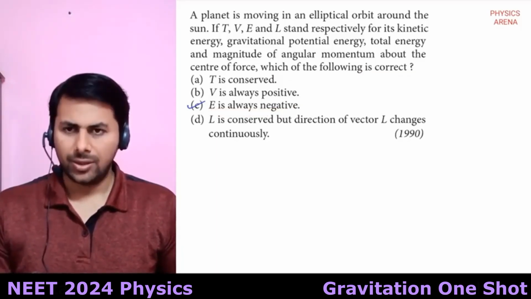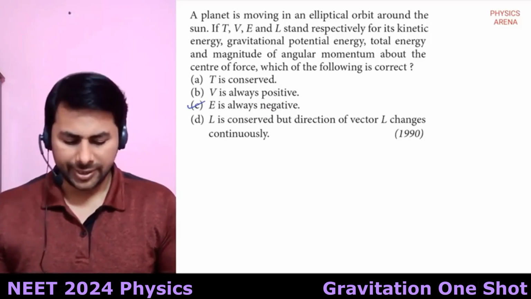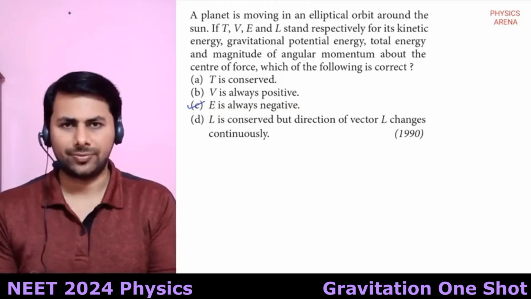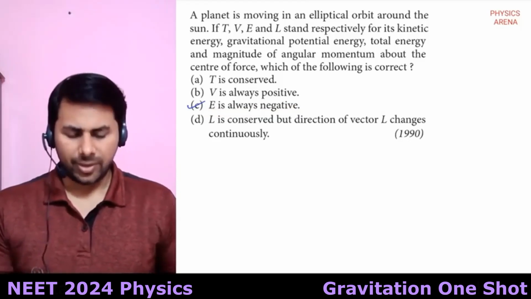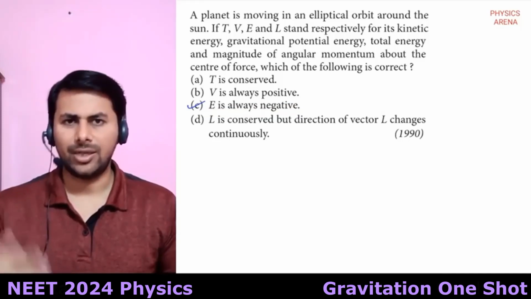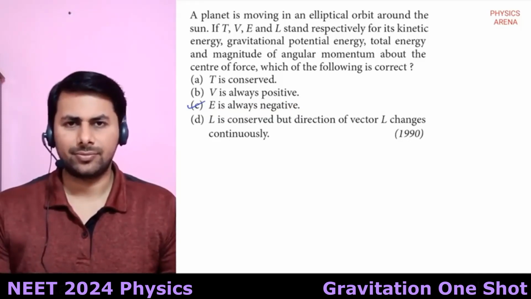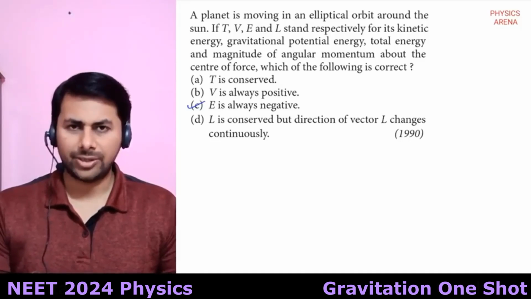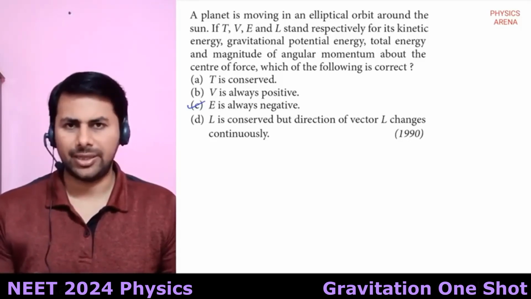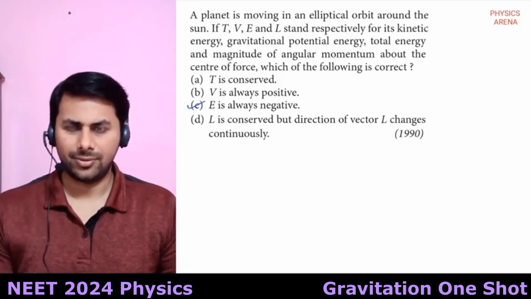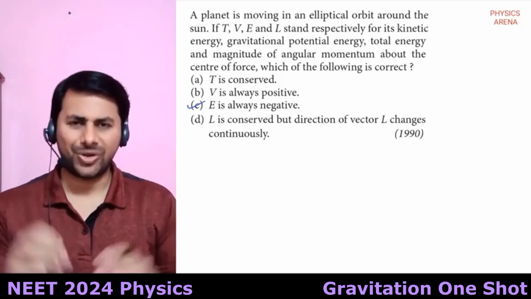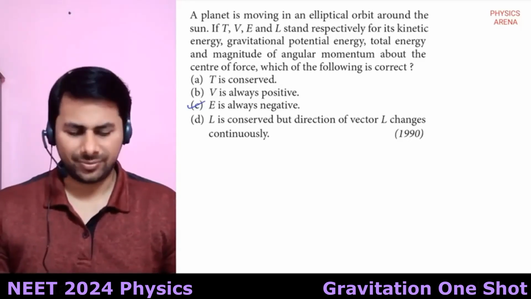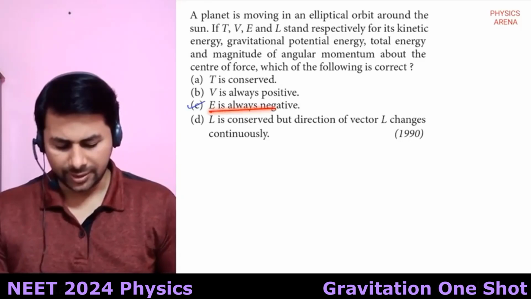Okay. So we'll see this, that the total energy will be negative. In any bound system, total energy will be negative. Just remember this. For an atom also, total energy will be negative. Okay. This is the answer.